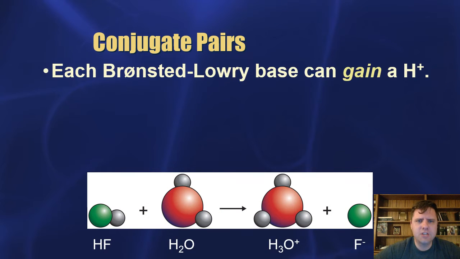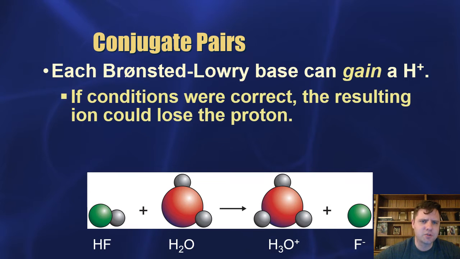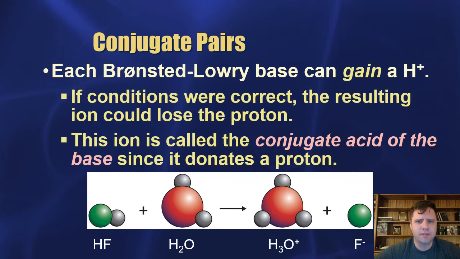So each Brønsted-Lowry base can gain an H+, and if conditions are correct, the resulting ion could lose the proton. This ion is called the conjugate acid of the base since it donates a proton. So here is an example of HF plus H2O yielding H3O+ and F-.